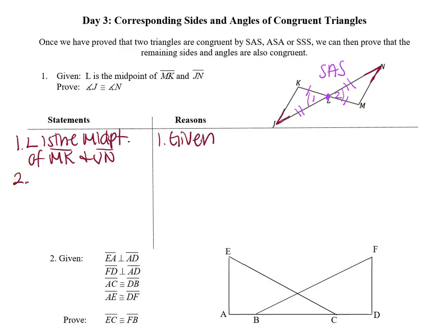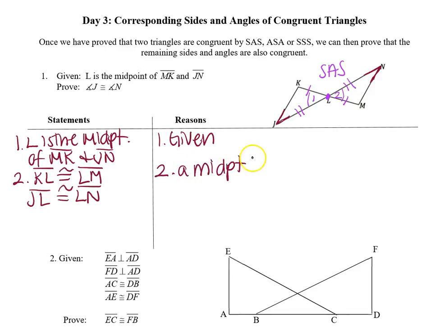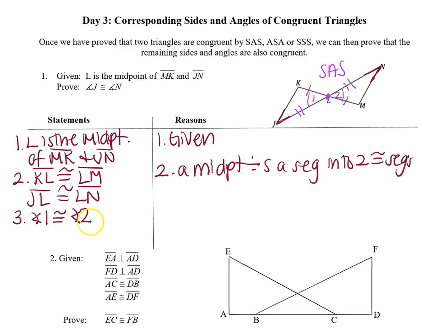Now the first thing I talked about were those segments being congruent. So let's write out that KL is congruent to LM and JL is congruent to LN. And that's because a midpoint divides a segment into two congruent segments. Right? Because they didn't tell me those sides were congruent. I inferred it from the fact that they told me that L was a midpoint. Next, I can say that angle 1 is congruent to angle 2, and that's because vertical angles are congruent.